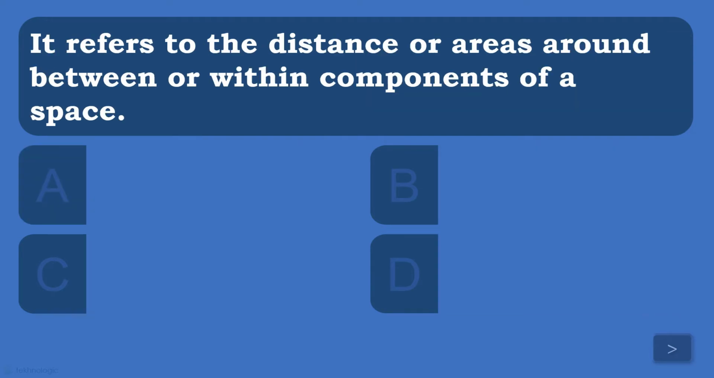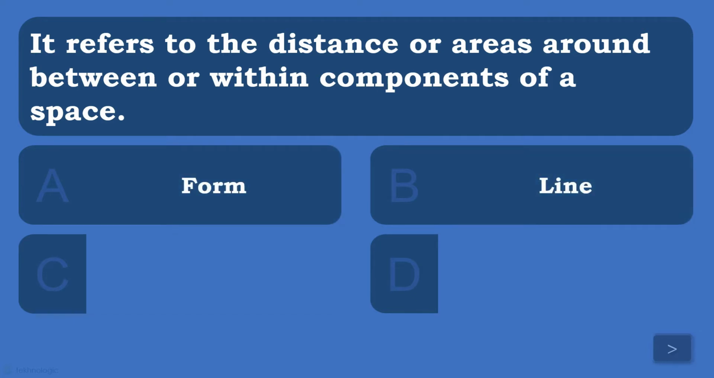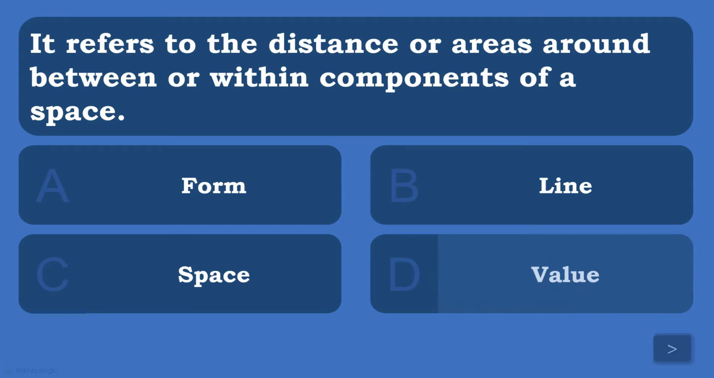Number 5. It refers to the distance of areas found between or within components of a space. Form, line, space, or value. What's your answer? It is space.